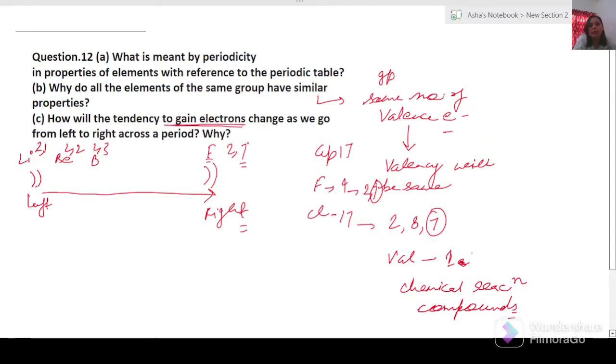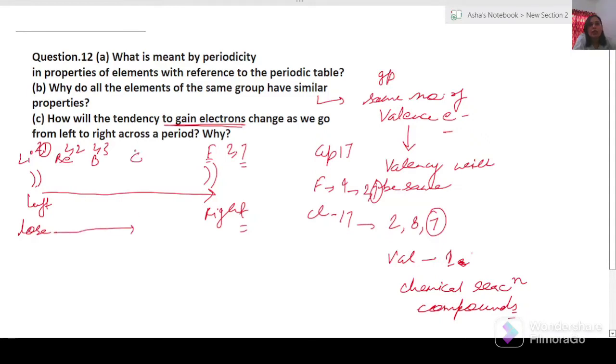They are asking how the tendency to gain electrons changes as you go from left to right across a period. Now see, lithium will try to lose, it will not gain. Why? Because it has only one electron in its second shell. To complete the octet, it needs 7 more. So it is better for it to lose this one electron and be happy with the first shell, which has 2 in it. That is the maximum in the first shell, there can be 2. So here in the beginning, lithium, beryllium, boron will all lose.